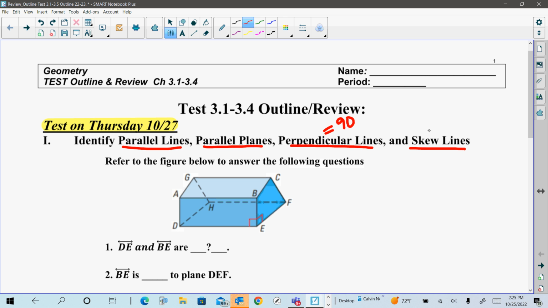And skew means three things. They are not parallel. They do not intersect. And not on the same plane.